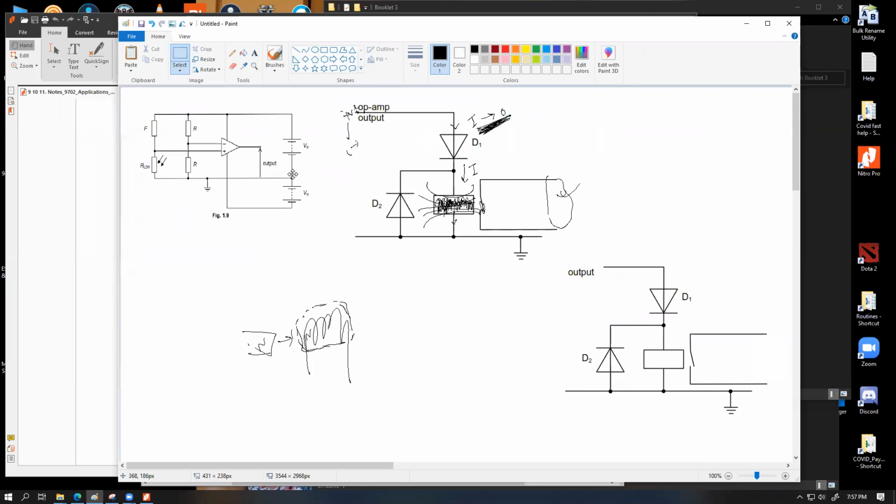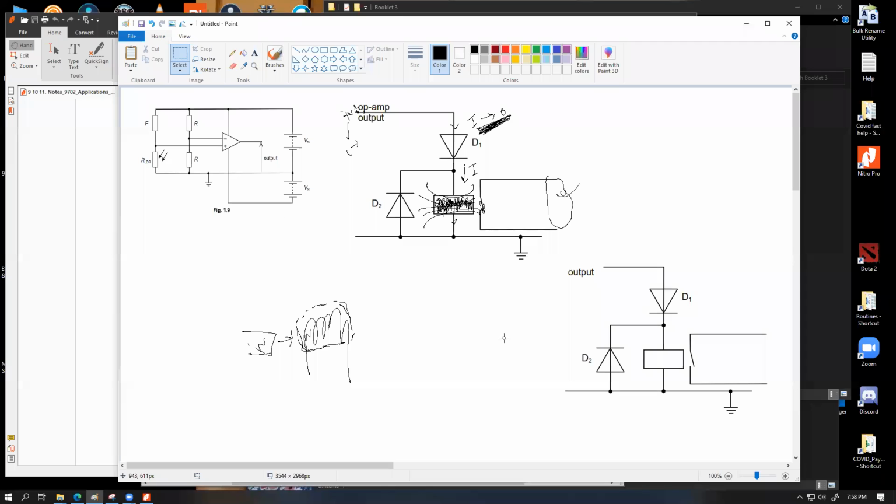All right, so this is the part that I want you to understand. This output that you can see for this op-amp circuit, I actually shrunk it a little bit to accommodate it within the space. This output is connected over here, and this is essentially operating this solenoid.